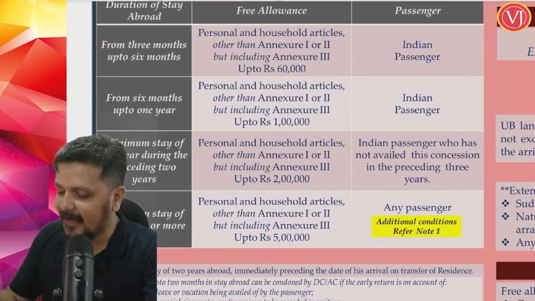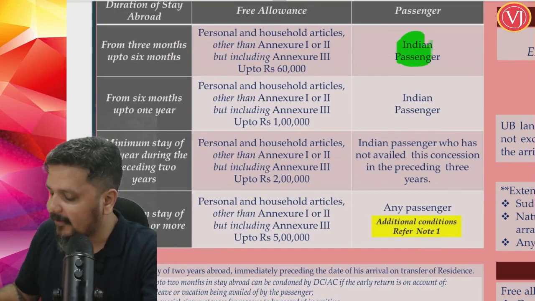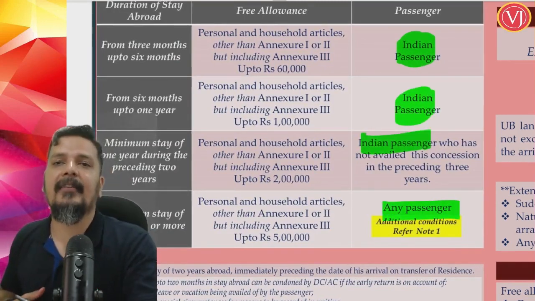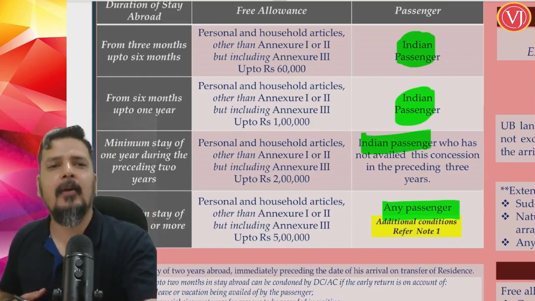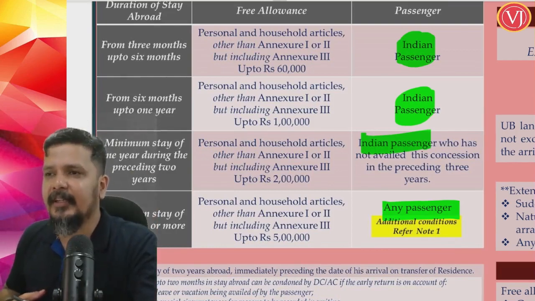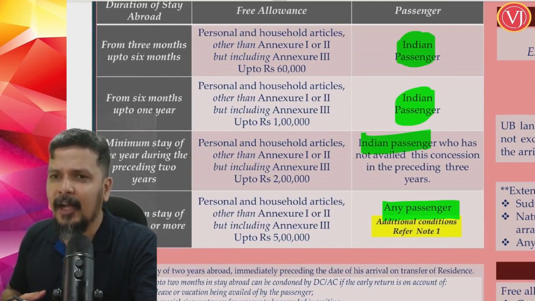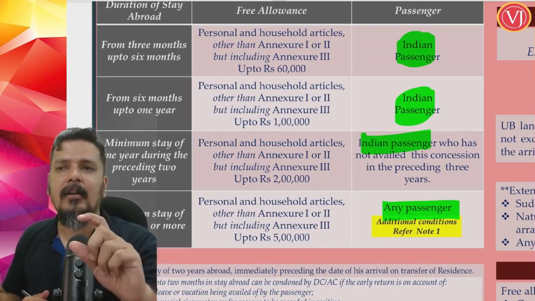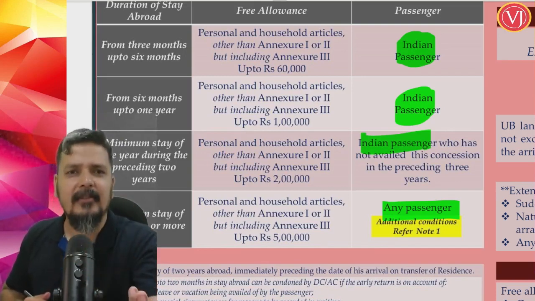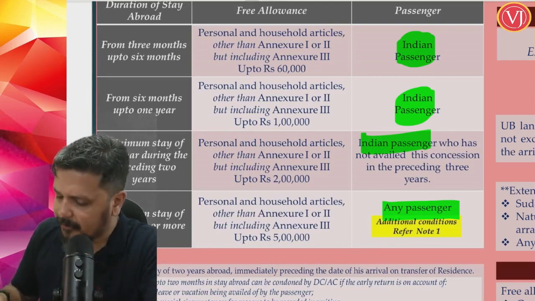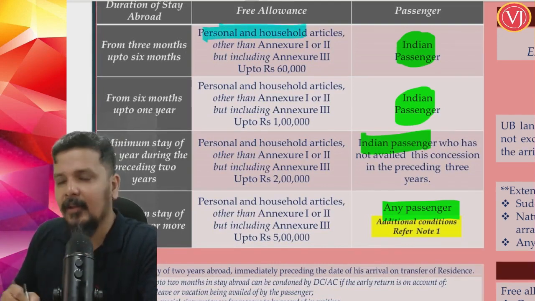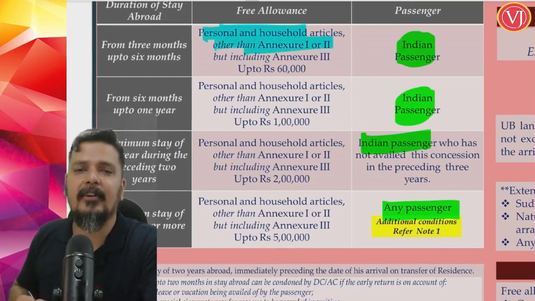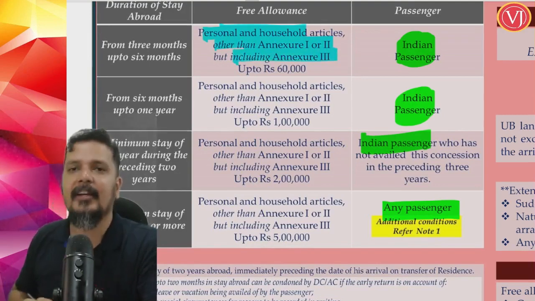Now what amount exactly is that? What is the concept therein? In all the cases, there is a common condition that you are talking about an Indian passenger, except in the last case where you are talking about any passenger. Basically, the focus is on the Indian passenger. Now, what items does that benefit? Be it 60,000 or 1 lakh or 2 lakh or 5 lakh, for what? For personal or household effects, used or unused, not including Annexure 1 items, Annexure 2 items, but including Annexure 3 items.